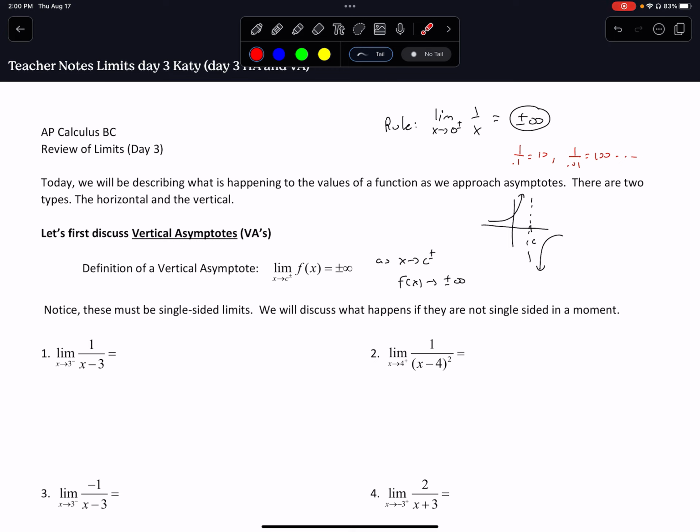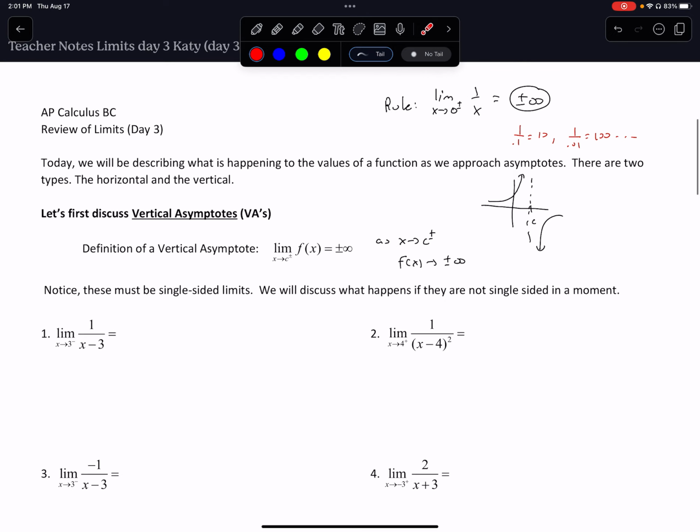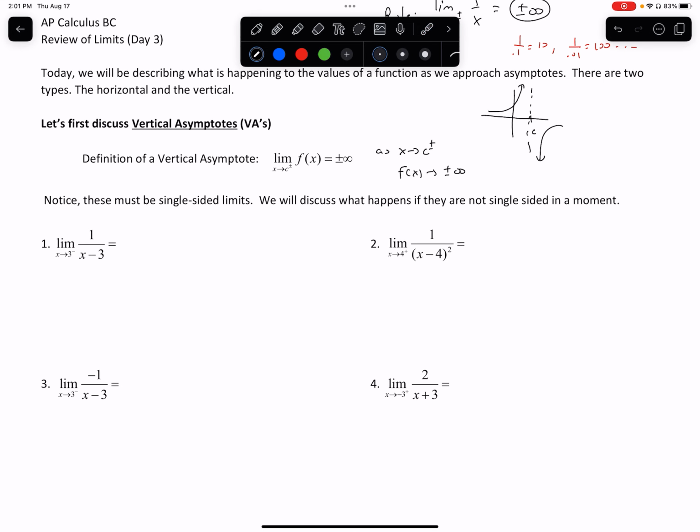So let's apply the same skill. We can't plug in 0, but we can get really close to 0. So let's take a look at the first example down here. Notice these are going to be single-sided. We'll talk about what happens if they're not single-sided in just a few moments. In number 1 here, we have the limit as x approaches 3 from the left of 1 over x minus 3. And we want to find out, well, what is happening to the value of the function?